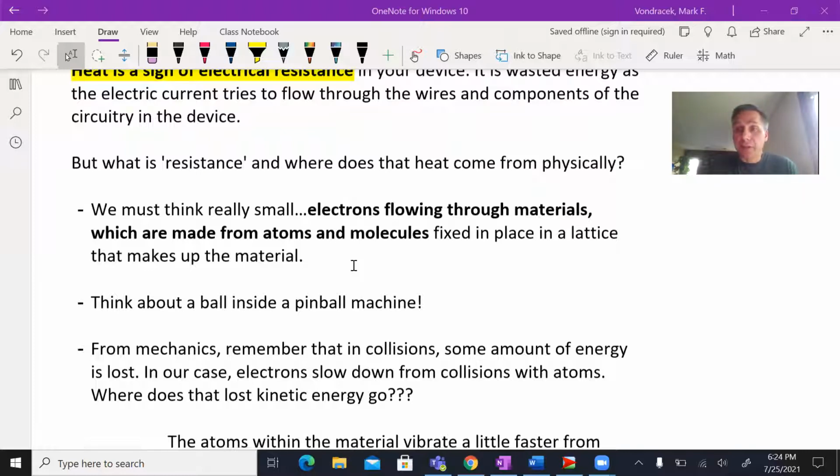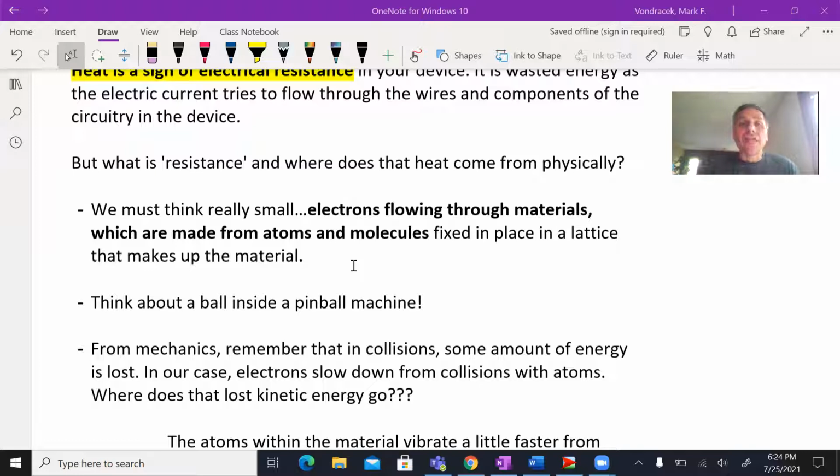And materials, everything's made up of different kinds of atoms and molecules and all these little tiny things that are fixed in place. If it's solid, you have this lattice structure where all the atoms are kind of in place to make up that material. And the electrons have to try to flow through that somehow.